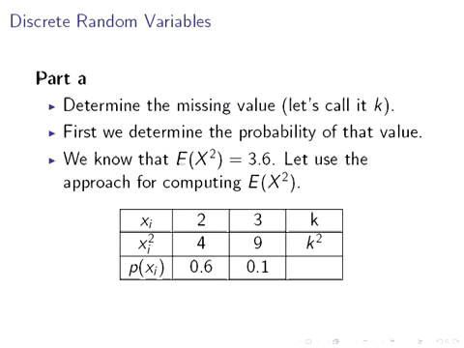And we're going to look at the probabilities for each of those outcomes. The probability of 2 is 0.6. The probability of 3 is 0.1. Now we have to find out the probability of k. If we look at this, that 0.6 and 0.1 gives us 0.7. So necessarily the probability of k has to be 0.3. Okay, so the probability of this missing value is 0.3, so that's a start.